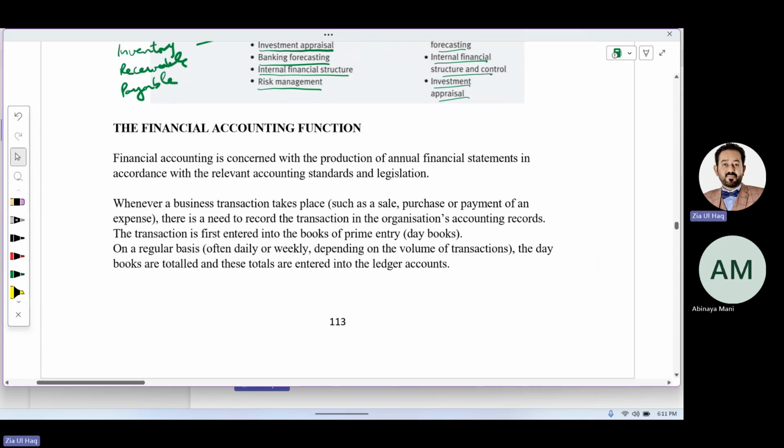So the financial accounting function is concerned with the production of the annual financial statements in accordance with the relevant accounting standards and legislation.